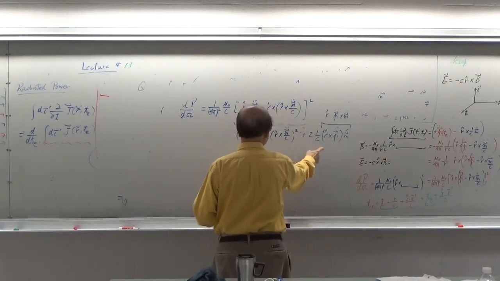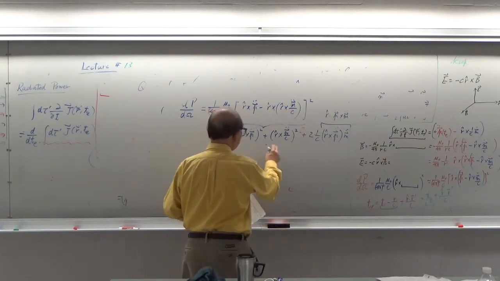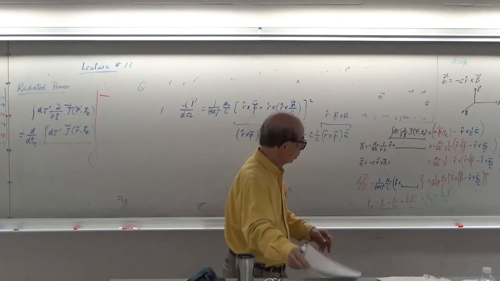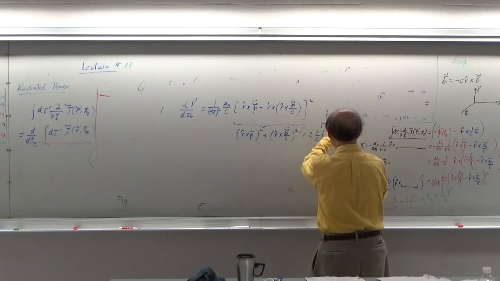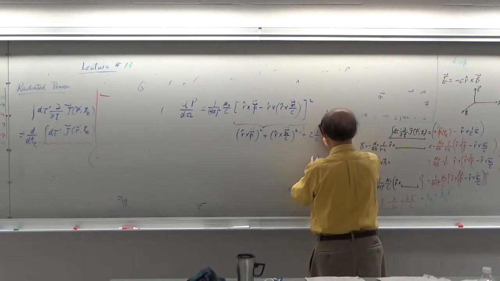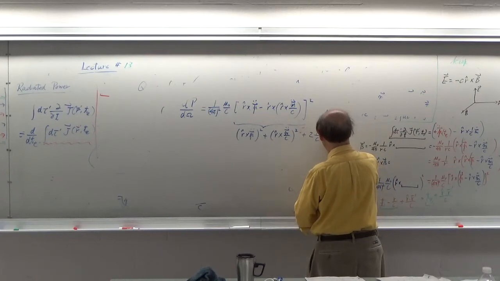So this term is given by these three terms. Let me recopy this as this: 1 over c, r hat dot p double dot cross m dot.